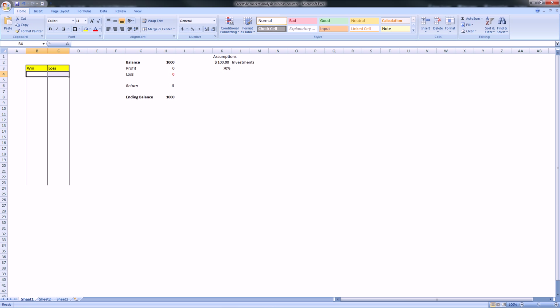Now I created a chart here to show you a real-time tally of my wins and losses, assuming that you have a $1,000 beginning balance, you take $100 investments, and your return is 70%. So if I have a win, this is automatically going to update with a profit of $70 and your ending balance of $1,070. If I lose, then you're going to lose your $100 investment, and your ending balance would be minus $30 return, and your ending balance would be 970 bucks.